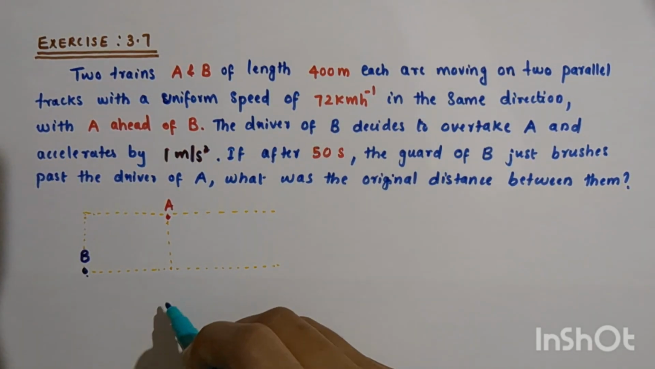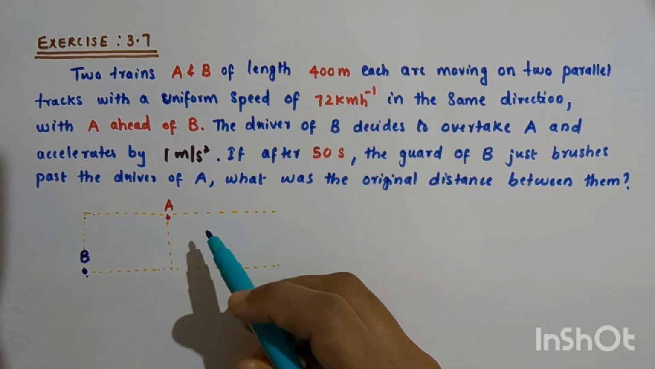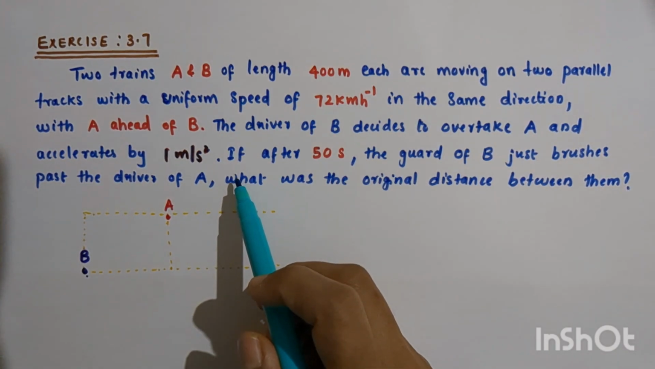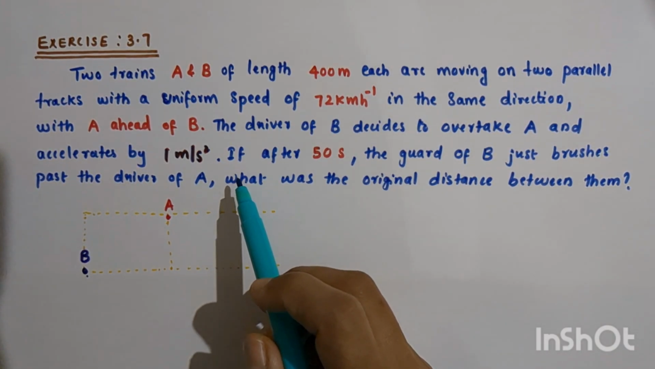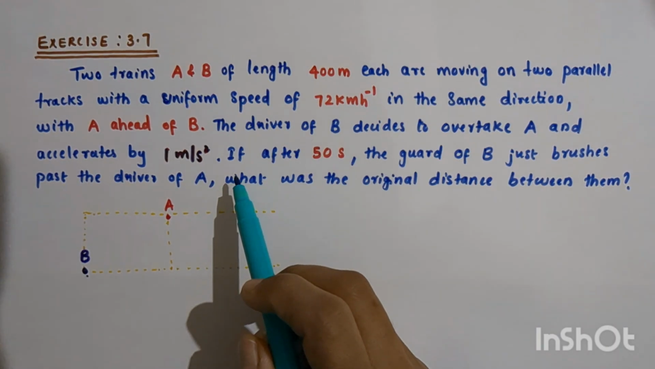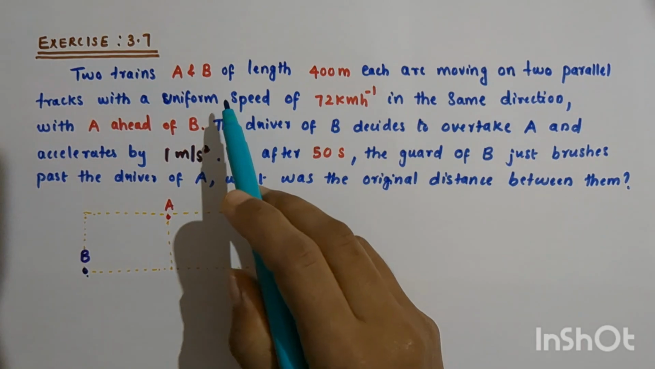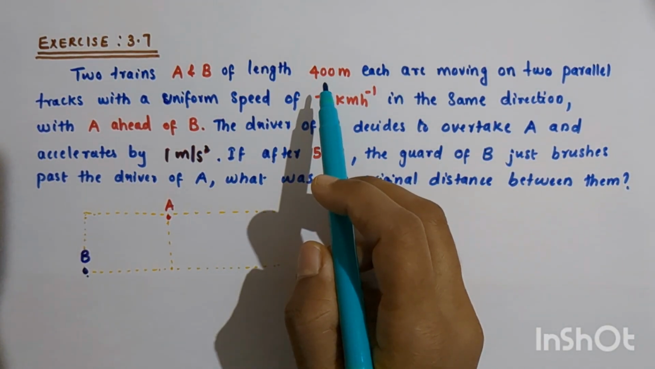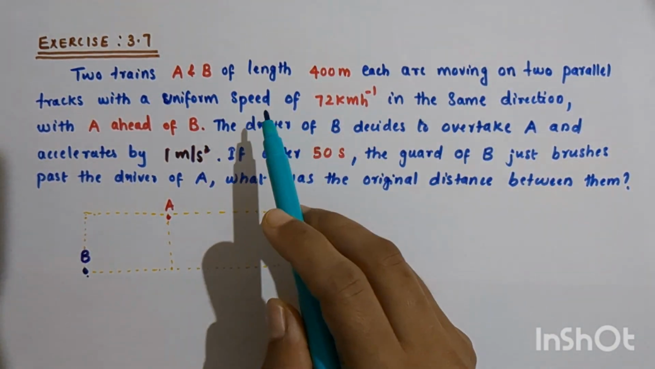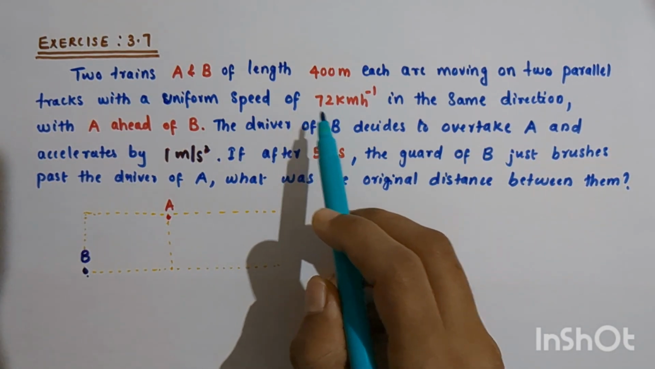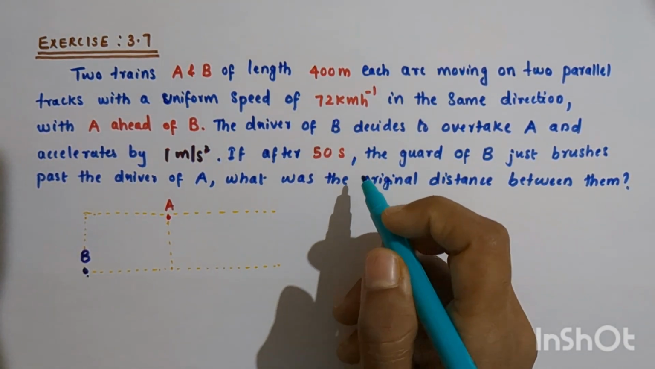Hello everyone. In this video, we are going to discuss exercise question 3.7 of class 11 physics from the chapter Motion in a Straight Line. Let us go through the question first. Two trains A and B of length 400 meters each are moving on two parallel tracks with a uniform speed of 72 km/h raised to -1.